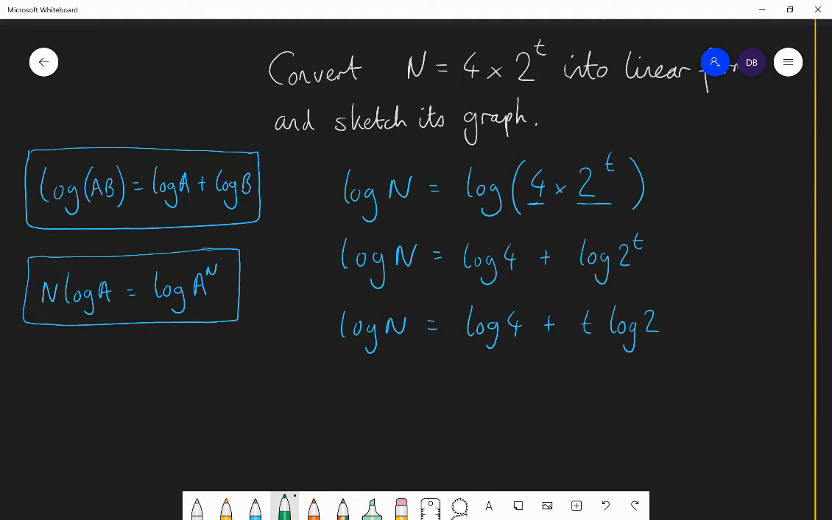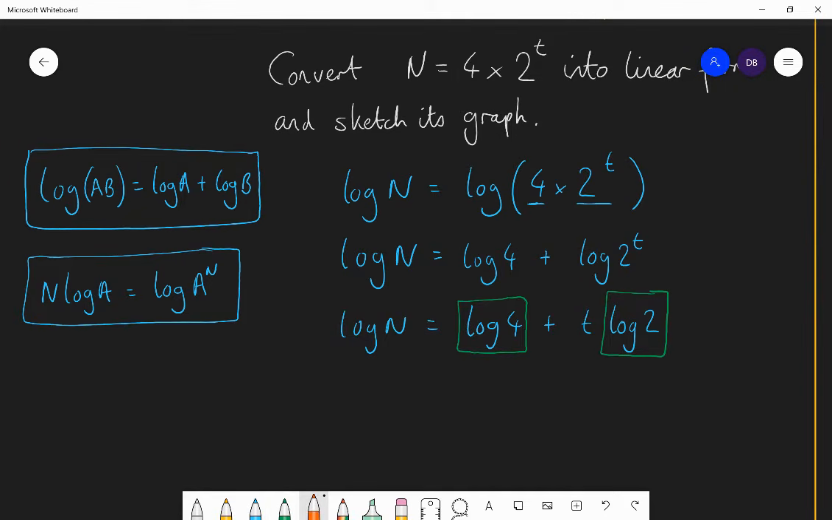You might think this doesn't look like y equals mx plus c, but it actually does. What we have here is a constant. Log 4, if you plug that into a calculator, would give you a specific value, a finite number, a constant value. The same with log 2. That is just a constant. So the log 4 is about 0.6-ish. The log 2 is about 0.3-ish. Those are just numbers.